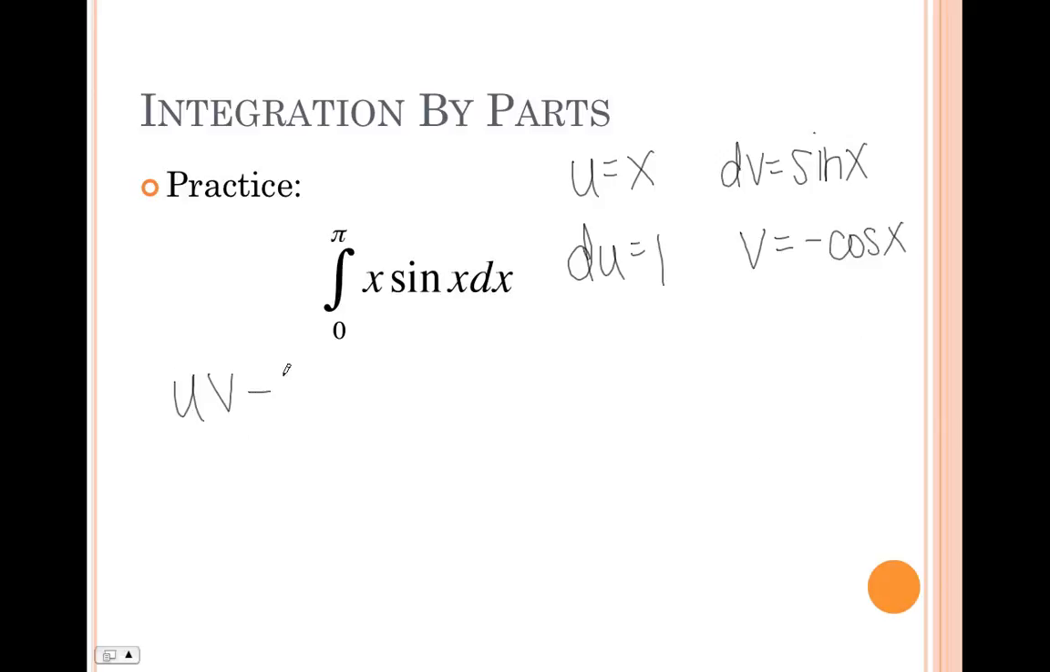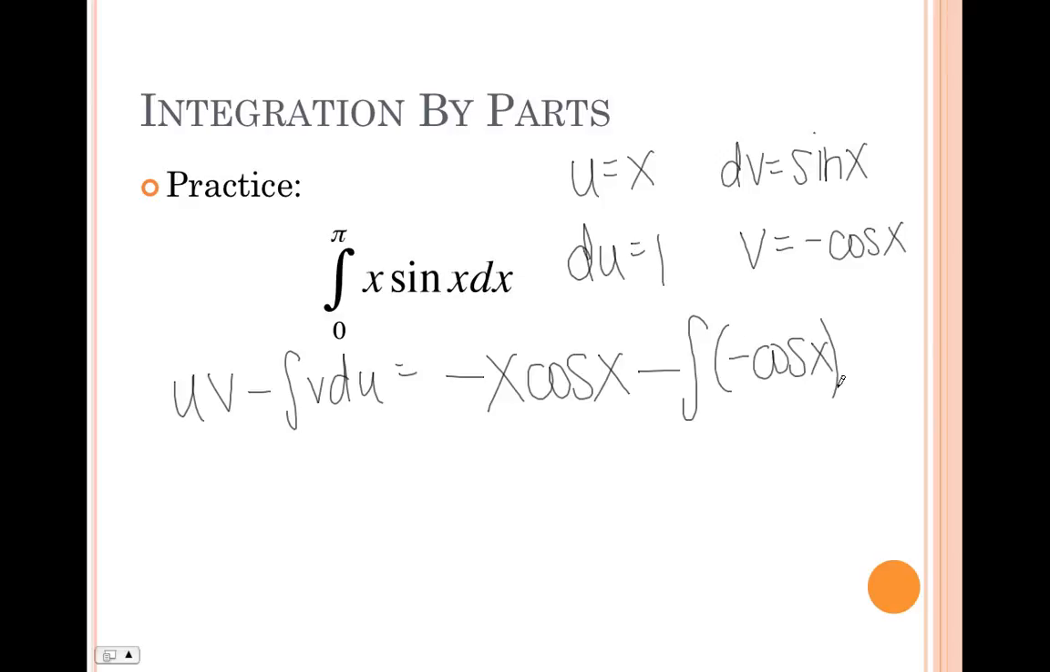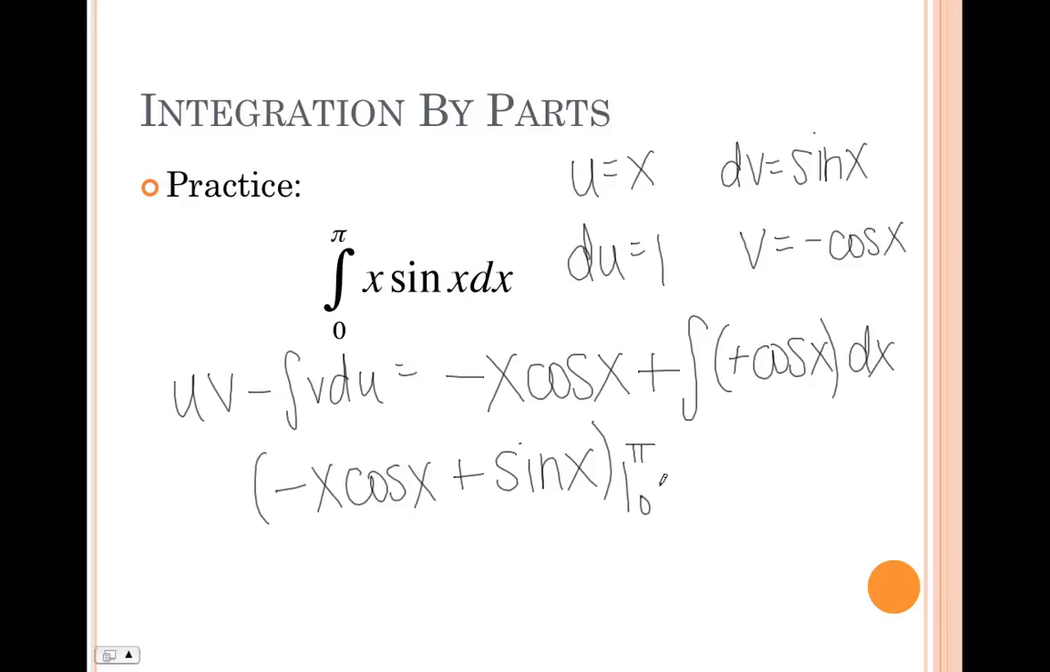Following the formula, uv minus the integral of v du. U times v is going to be negative x cosine x minus the integral of v du, negative cosine x times 1 dx. I'm going to take this minus minus and make it plus plus. And so I have negative x cosine x plus the integral of cosine x is sine of x. I would do plus c, however, I remember this was a definite integral. So I'm going to take this entire guy and evaluate him from 0 to pi.